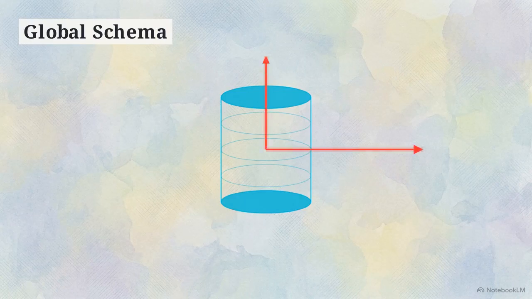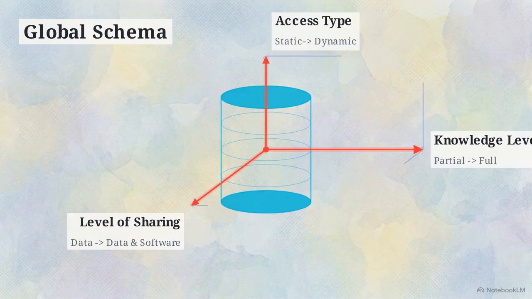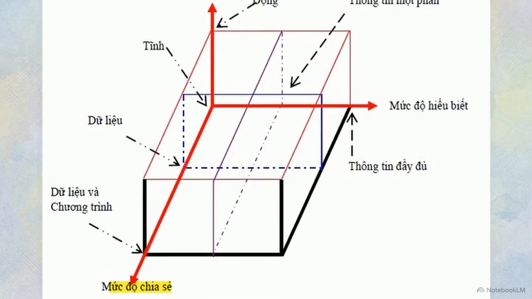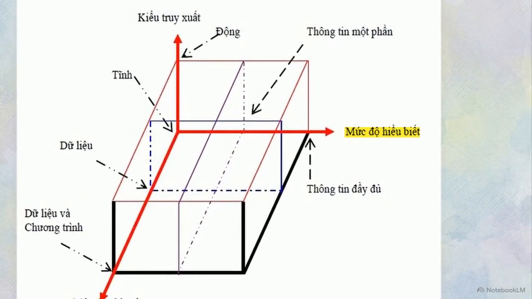Before breaking that global data apart, the system's operational requirements have to be profiled. Every site on the network is evaluated across 3 intersecting axes. This 3D matrix maps system usage patterns. The vertical axis, access type, determines if interaction is static reading or dynamic updating. The depth axis, level of sharing, defines what is distributed to a node. Finally, the horizontal axis, knowledge level, specifies if terminals need full or partial information.